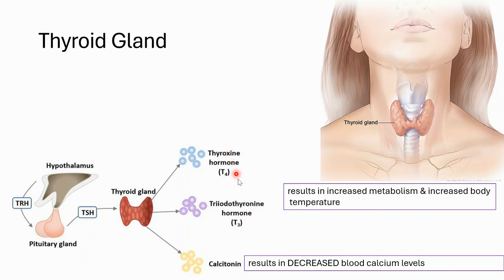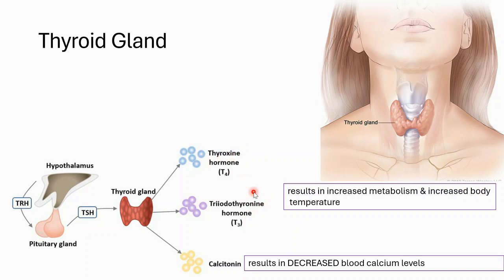Both of these are your metabolic hormones. It causes an increase in your metabolism and an increase in body temperature. Why is thyroxine called T4? And why do you have triiodothyronine, T3? T4, the 4 means it's got 4 iodine molecules. The T3 means it has 3 iodine molecules. You need to know thyroxine is also T4, triiodothyronine is also T3.